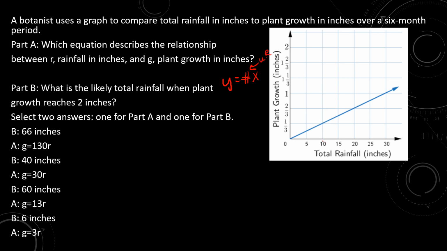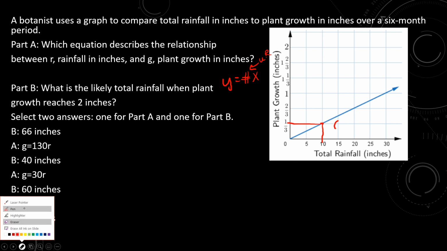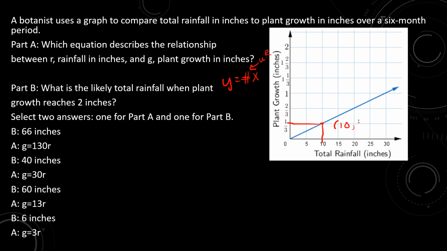So let's use this point here. If you notice, the line of this graph intersects directly at this intersection point right here. I'm going to use that point because I'll be able to tell exactly what my x and my y values are. So here I have the point 10 comma 1/3. So when I write this in the form of y over x, I'm going to have 1/3 over 10.